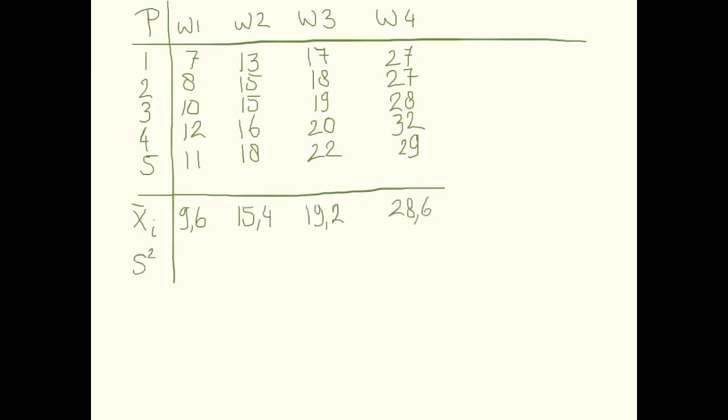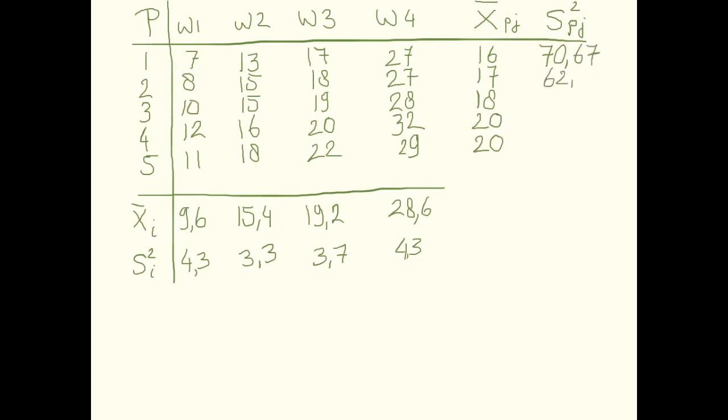And for this analysis, we need the mean score per week of all participants and the variance per week. We also need the mean score per person and the variance per person. These values can be calculated based on formulas discussed in a previous video, or you can request them in R with the functions mean or var.